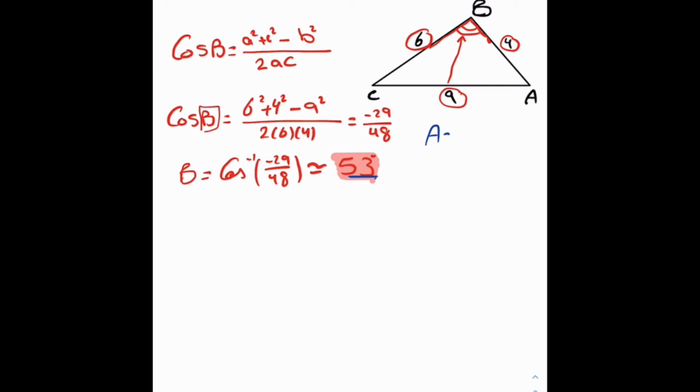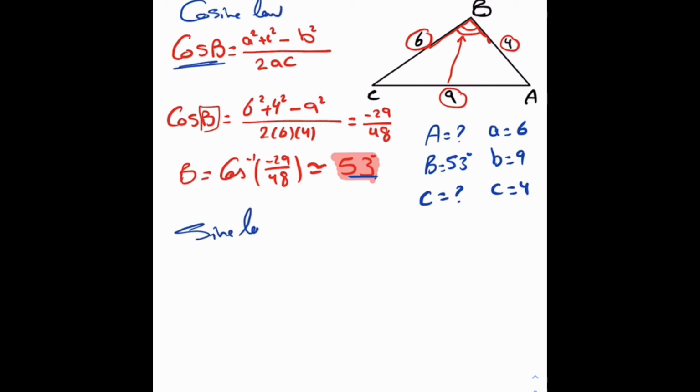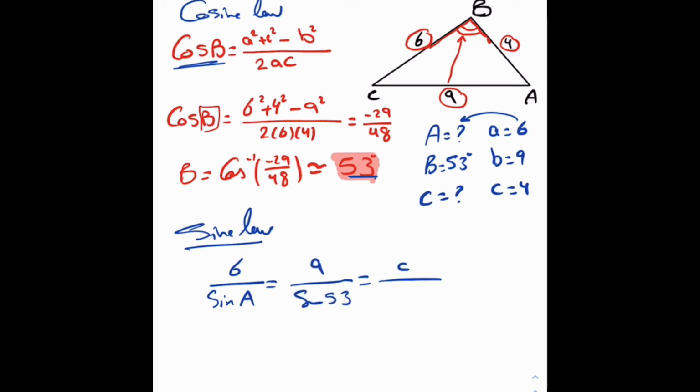I know that A is unknown, B I figured out is 53, and C is unknown. And small a is 6, small b is 9, and small c is 4. So I'm going to apply the sine law. Here I applied the cosine law to find the angle, and here I'm going to apply the sine law to solve the triangle. Sine law is a ratio between the length of the side and the sine of the opposite angle. So 6 over sine A, which I don't know, is equal to B, 9, divided by sine 53, is equal to C, 4, divided by sine of the angle C.